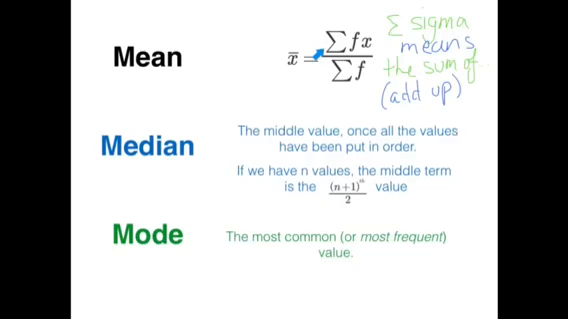So you'll see here in the top line we have sigma fx. That means I'm going to add up all my values of fx. And on the bottom we have sigma f. So we're going to add up all our values of f, the frequency.